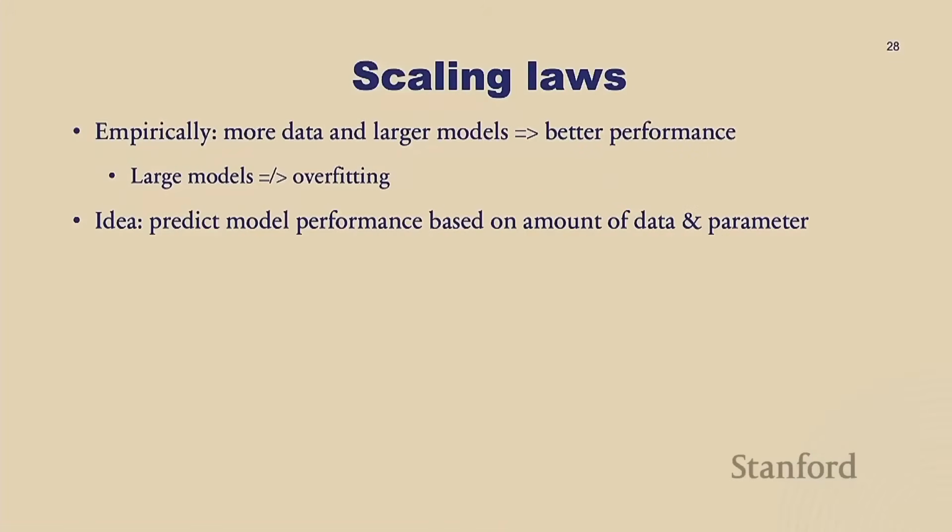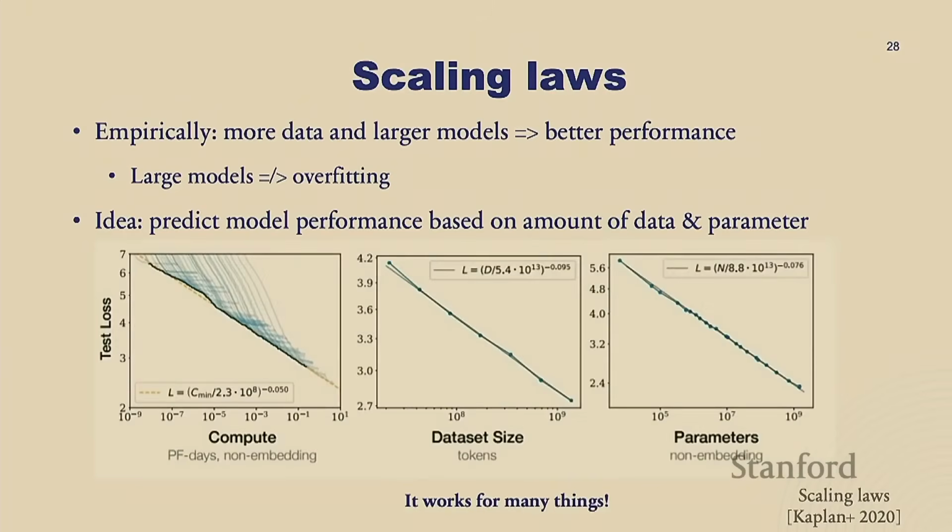So, the idea of scaling laws is that, given that you know that more data and larger models will always give you better performance, can we predict how much better your performance will be if you increase the amount of data and the size of your model? And surprisingly, it works. So here you see 3 plots from a very famous paper called Scaling Laws from OpenAI. Here you see on the x-axis compute, so how much compute did you spend for training? And here you see test loss. It's not perplexity, but it's your validation loss, so it's the log of the perplexity.